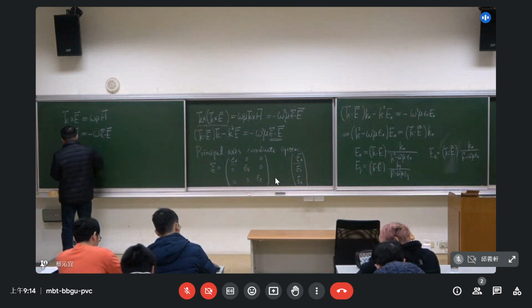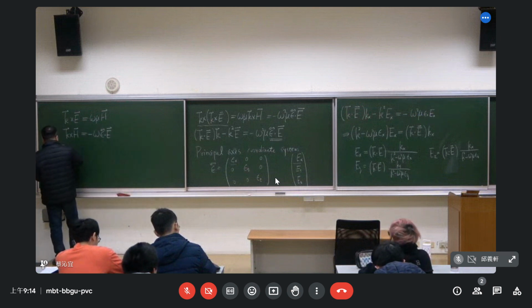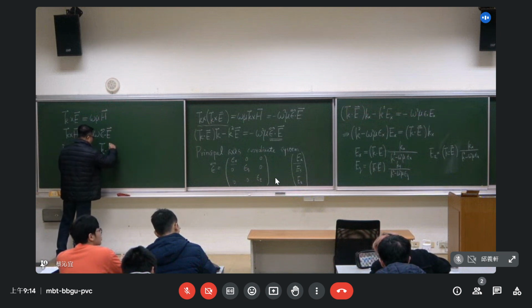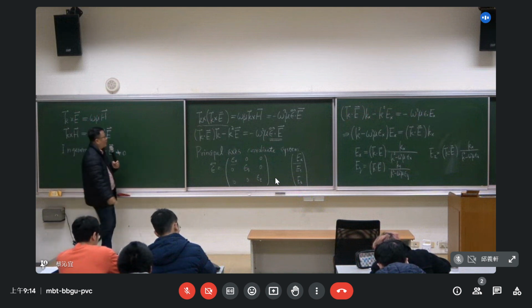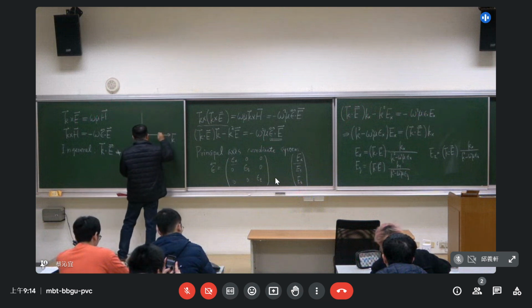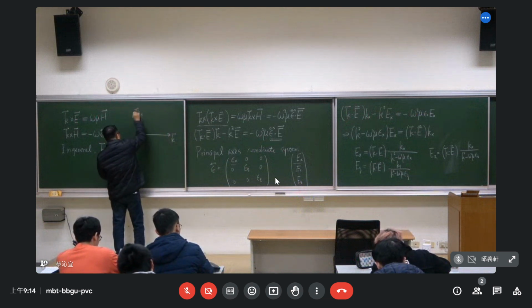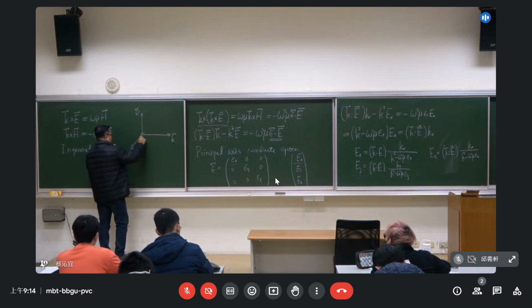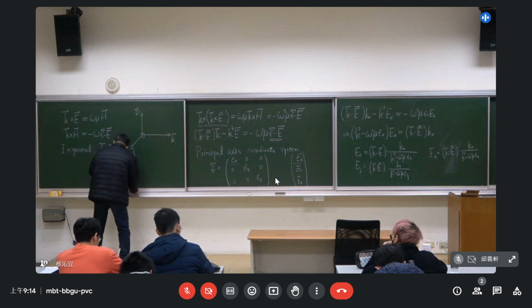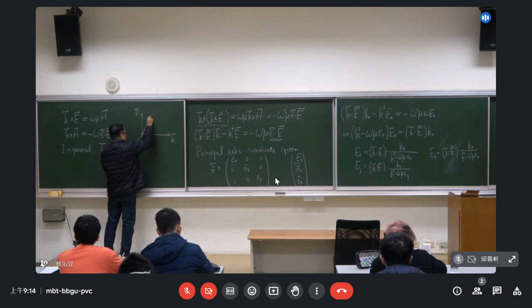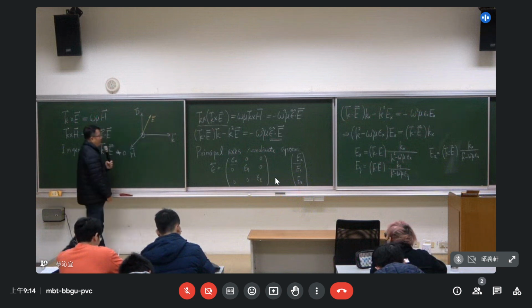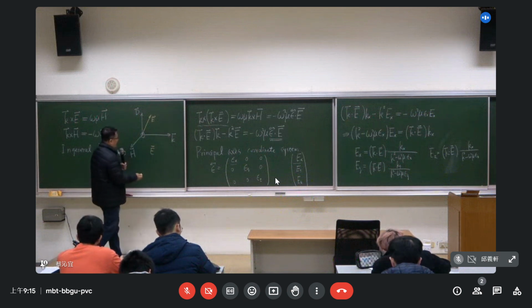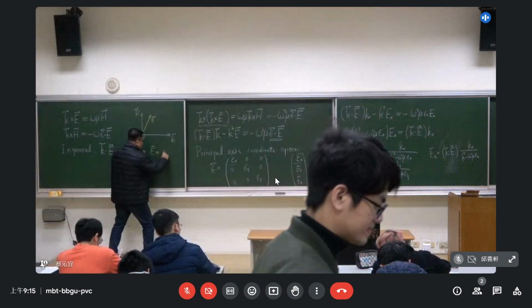we have already learned that in general, K dot E is not equal to 0, because K, D, and H are mutually perpendicular: K is perpendicular to D, D is perpendicular to H, H is perpendicular to K. And in general, the E vector is in the KD plane. Okay, E belongs to the KD plane.